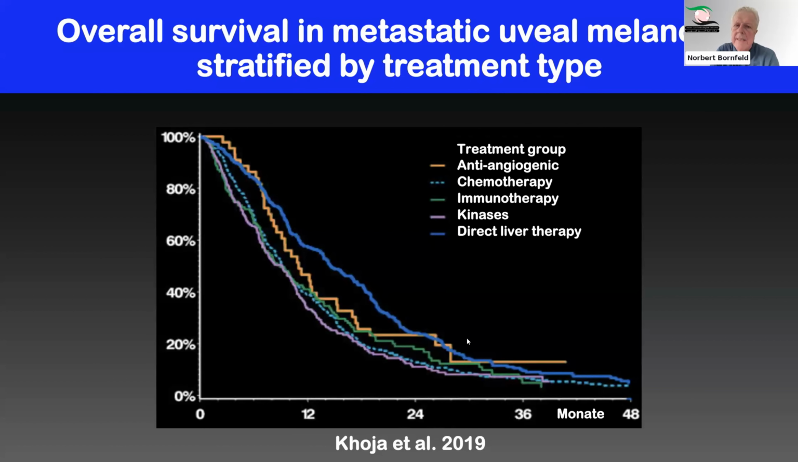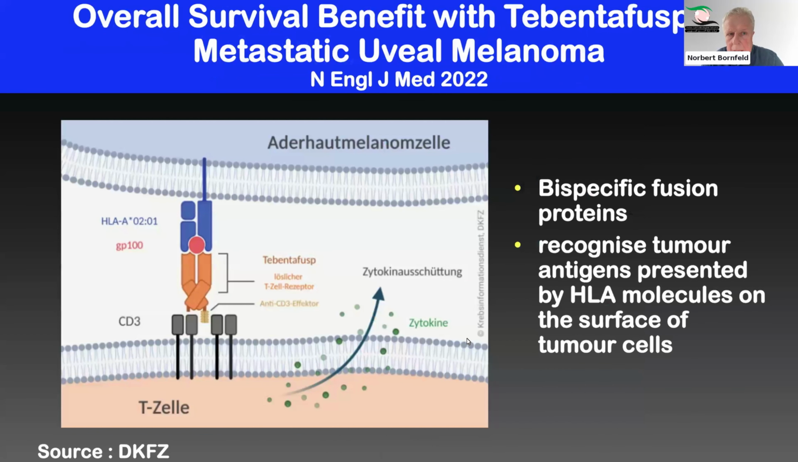We all know that patients getting metastases have a very poor prognosis. That was a review that was published some years ago. They looked at all the treatment modalities which were available at that time, including anti-angiogenic treatment, chemotherapy, immunotherapy, kinase inhibitors, and direct liver treatment. If you just look at the Kaplan-Meier calculation, these patients had no chance. The risk was very high, and it had no impact on the survival of the patients.